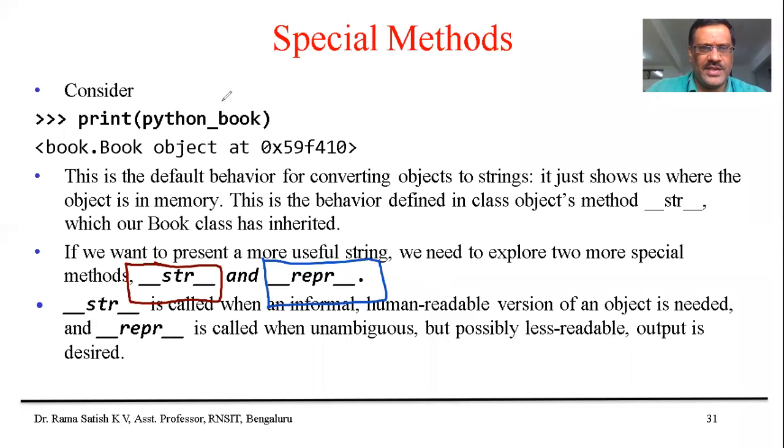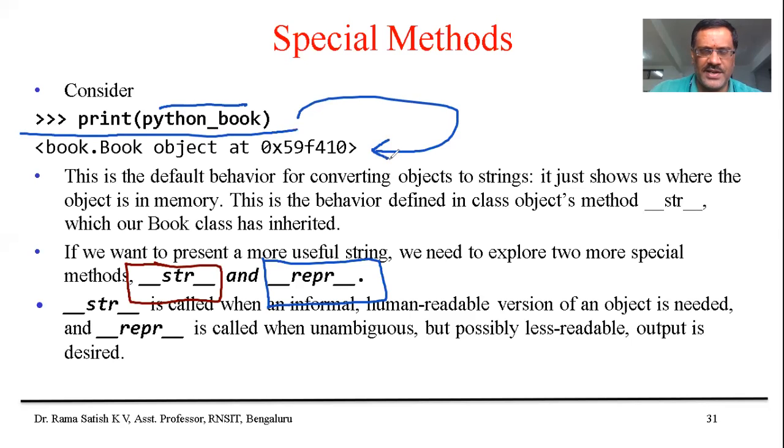Normally, imagine a Python book is an object. When you print this Python book, what happens? It prints the address of that particular object. This is the default behavior for the print statement. That means whenever you say print, the object is automatically converted to a string and displayed. It displays the memory address of the particular object.